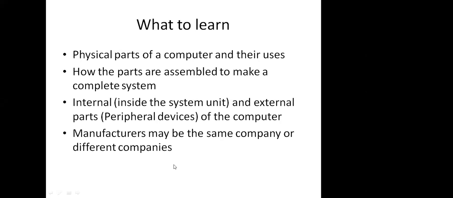So we are going to learn about physical parts of a computer and their uses, how the parts are assembled to make a complete system, then the internal components in the computer, and then those connected to the computer. Also, even if a computer is manufactured by Dell, Dell may not be the same company that manufactures the keyboards or some other internal components. So there is that kind of specialization, where some companies provide the boxes, which we call the system case, and others provide the motherboard, and then when they assemble, they make one complete system.